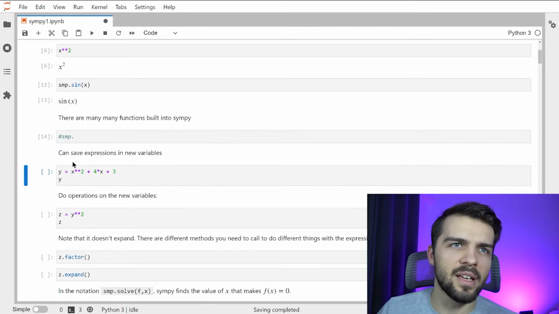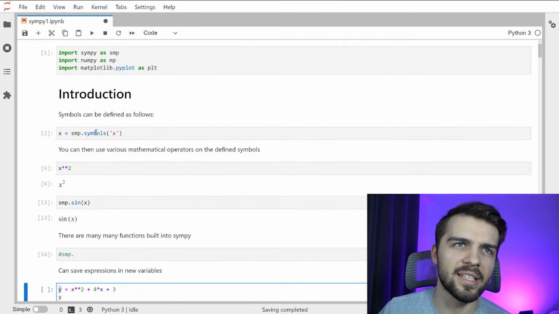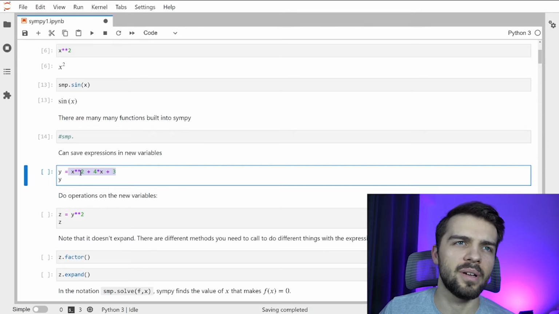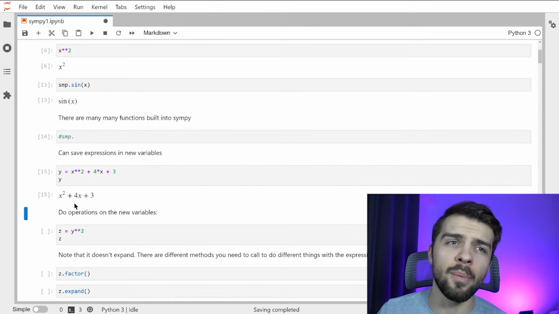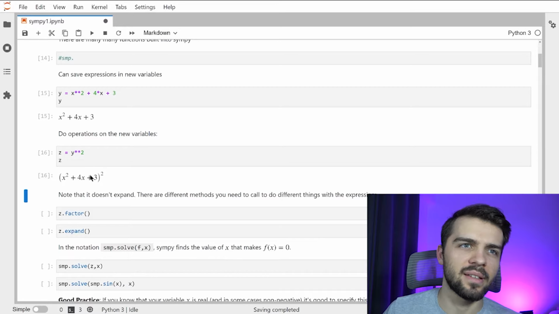So like I said, you can save expressions in new variables. So here I'm setting y, a new variable. I defined x above as SymPy.symbols x, and I just set it equal to a polynomial. So then I have y, and I can do operations on this new variable. So I can set z equal to y squared, and I can look up z. And so z looks like this.